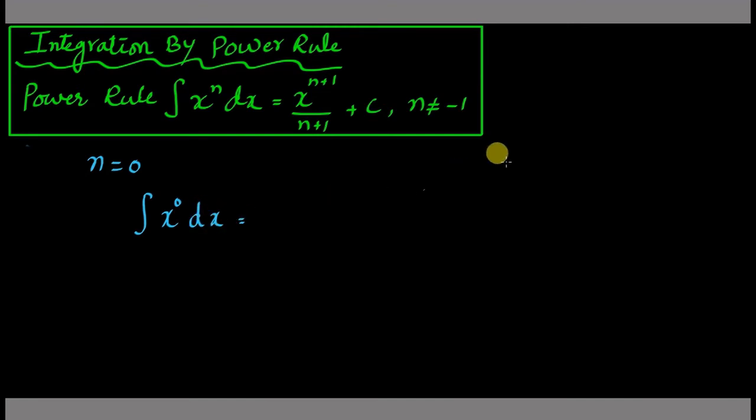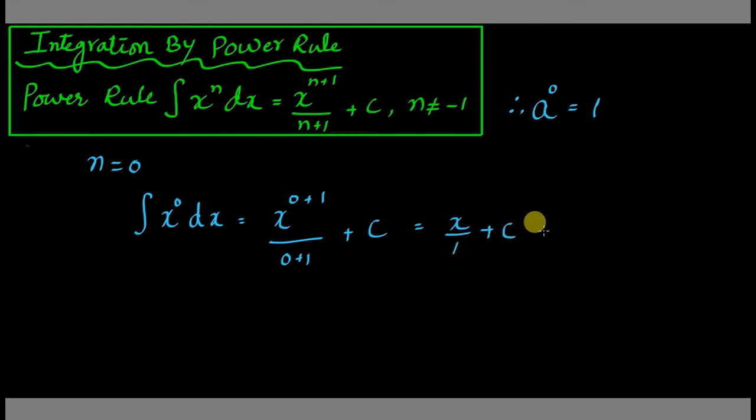Everyone knows any number raised to 0 is always equal to 1. So actually we will apply this power rule on x raised to power 0. So 0 plus 1 over 0 plus 1 plus c, and finally you will get x over 1 plus c, and finally you will get x plus c. That is very important.